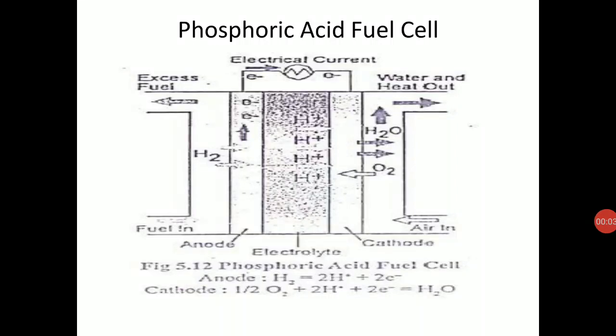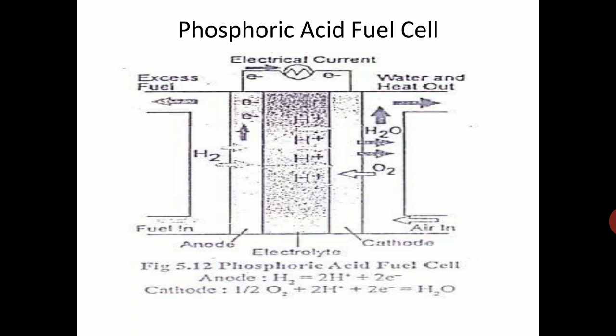Hello students, now we shall look at the very popular fuel cell that is known as phosphoric acid fuel cell, also known as proton exchange membrane fuel cell. You can see here, again, the similar diagram, like you have got an anode to the left and cathode to the right, and the fuel is supplied to the anode, and air is supplied in the cathode.